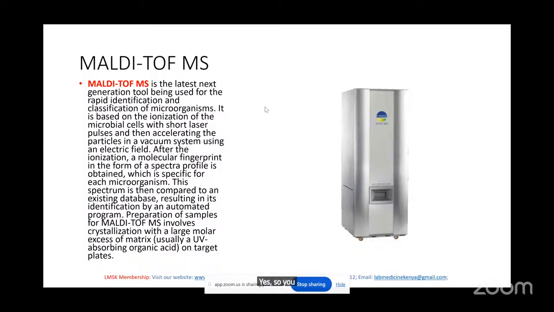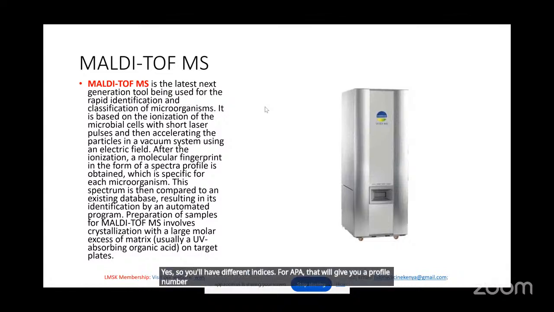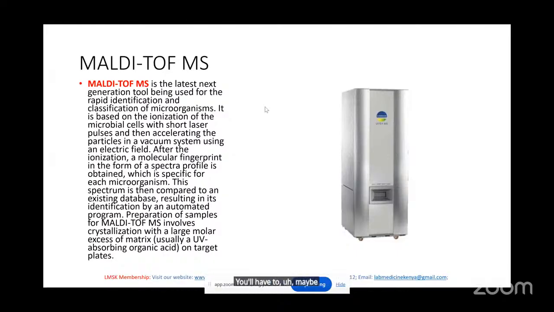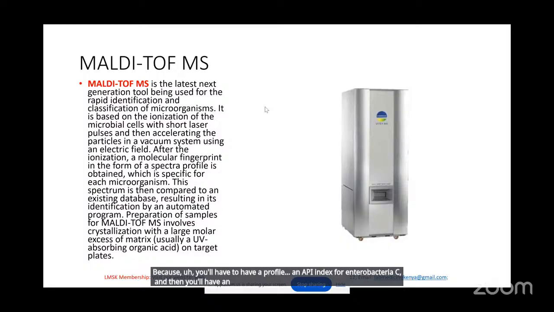Yes, so you'll have different indices for API that will give you a profile number that is then checked on a database. However, let's say you have a lactose fermenter, and for a lactose fermenter, you don't need an oxidase disk. So you are fully automated, okay? So API will probably have a limitation there because you'll have to have an API index for Enterobacterales, and then you'll have an API index for non-Enterobacterales.